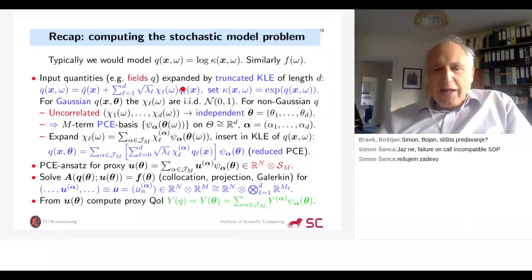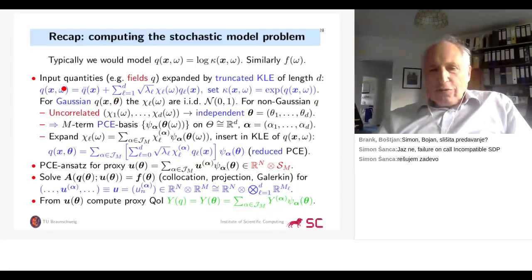We don't have to do a PCE expansion because each PCE expansion just has the linear term, which is the xi lambda. Now, if Q, the log of kappa, is not Gaussian, by the way, if Q, the log of kappa, is Gaussian or normal at each point x, we call kappa a log-normal field.